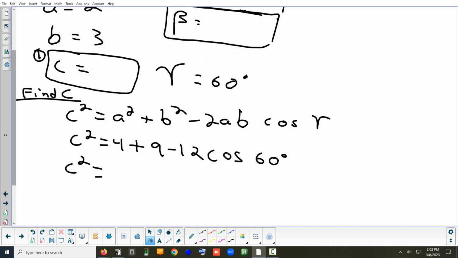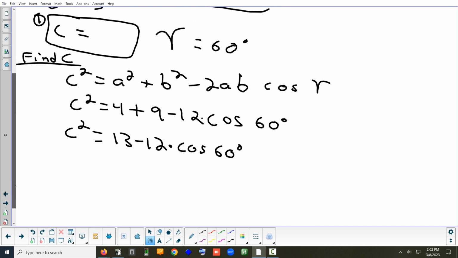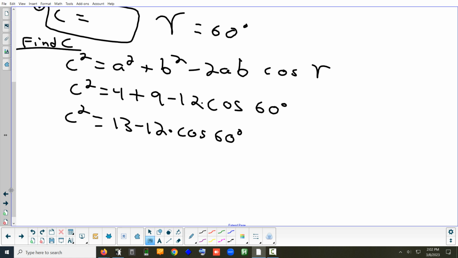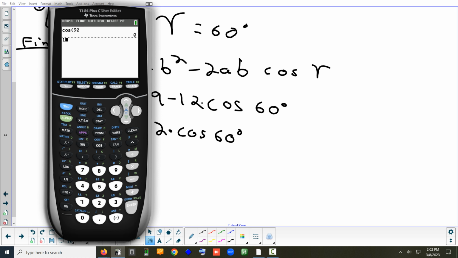Okay. What can I do next on the left-hand side? 4 plus 9. Yep, you do 4 plus 9, and that gives me 13. Okay, how about, can I do 13 minus 12? No, why not? Order of operations. You can't do subtraction until you finish multiplication. So you need to multiply 12 cosine 60 first. So let's do 12 cosine 60.